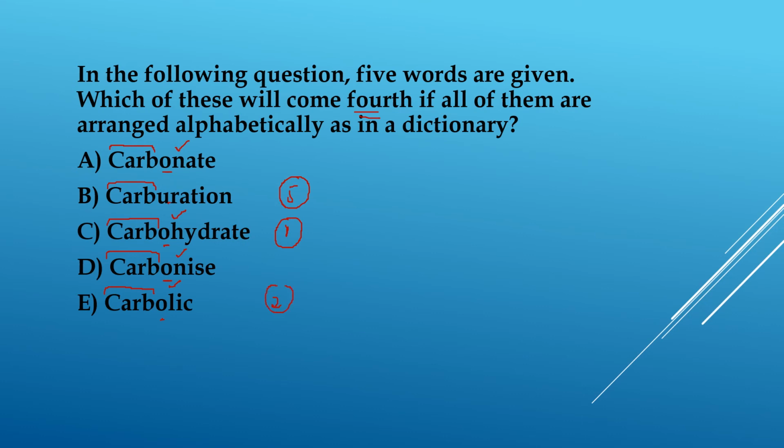Now, again, two words are there which have a common fifth letter as well. So again, we'll be looking for the next letter, that is I in case of carbonize, that is option D, and A in case of carbonate. So A comes before I, so this will be the third one, and this will be the fourth one. So in the question, we have been asked to find out the fourth word. So our answer will be option D, that is carbonize, because that is being placed at the fourth position if we arrange all these five words in the alphabetical order.